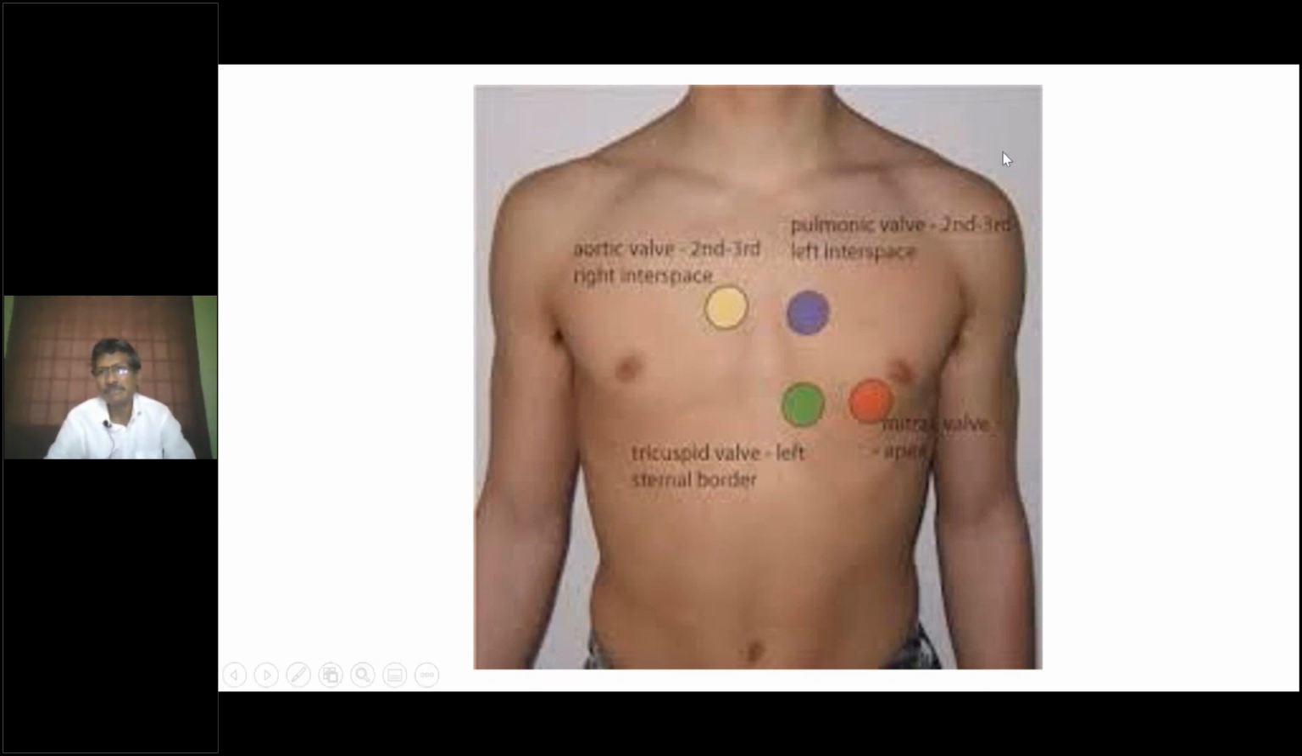Now let me ask one basic question. The valves are actually located behind the sternum. But why are the areas distant? Why can't we auscultate at the place where the valves are located? Why is the mitral valve not located at the place where the red round is? The mitral valve is very much interior. Actually, all the valves are located behind the sternum. But why do we auscultate elsewhere?